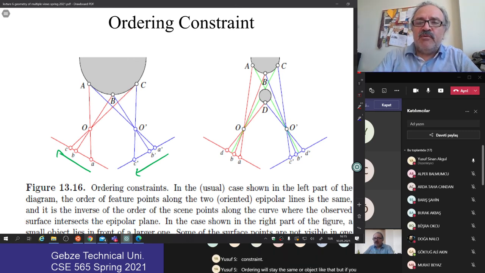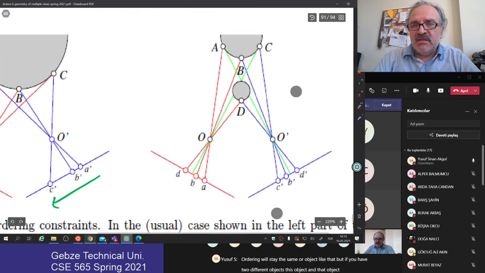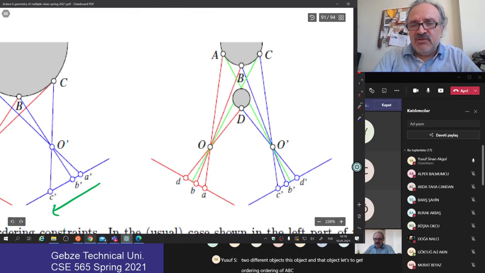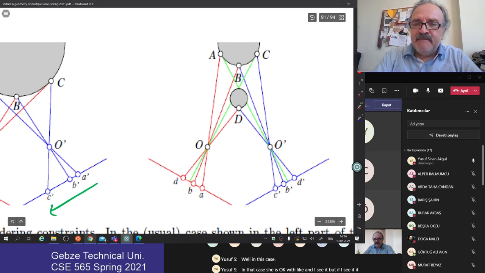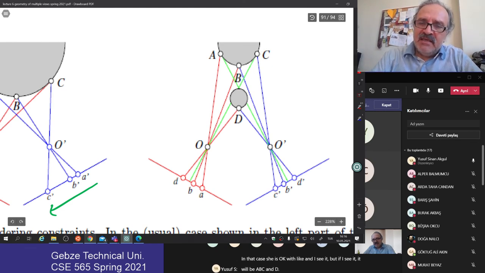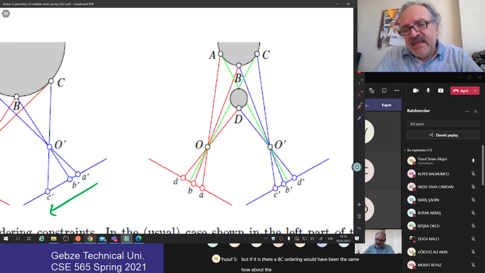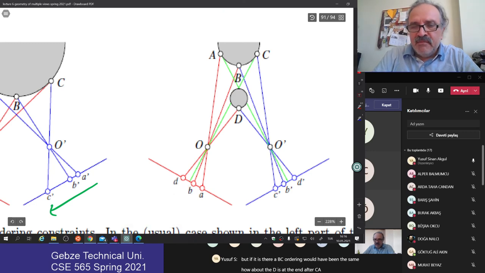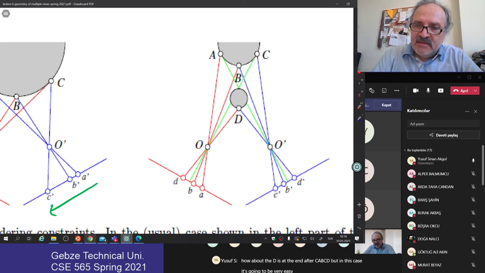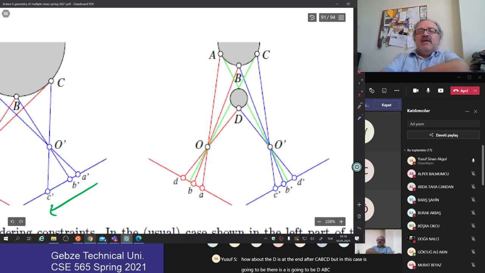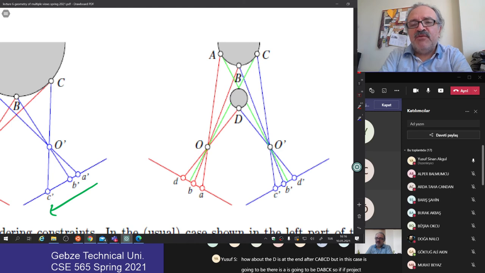But if you have two different objects, this object and that object, let's look at the ordering. Ordering of ABC will not change, okay? It is AB, well, in that case, C is occluded, I cannot see it, but if I see it, it will be ABC and D. And in this case, A is not visible anymore, but if it is there, ABC, ordering would have been the same. How about D? D is at the end after C, ABCD, but in this case, where is A? It's going to be DABC. Okay, so if the point is from a different object, if there are occlusions like this, ordering will change.